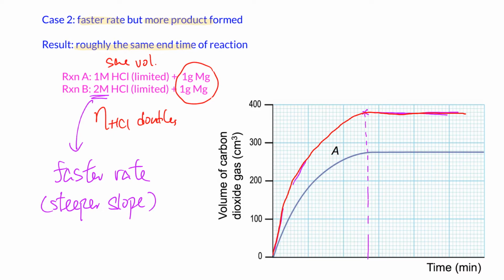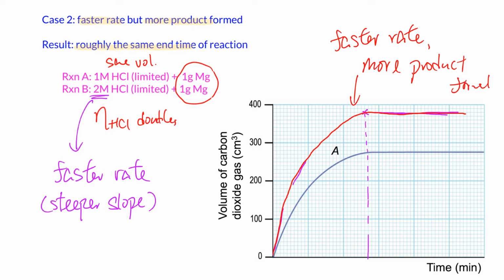So basically from here, we can see a faster rate and more product formed. You may argue this point, can it be here or can it be here? I don't know. It really depends on the ratios of the rates, how much faster it is by percentage, and how much more product is going to form.